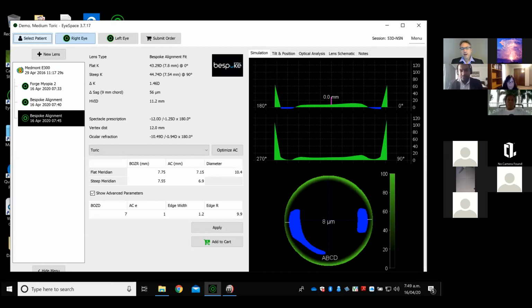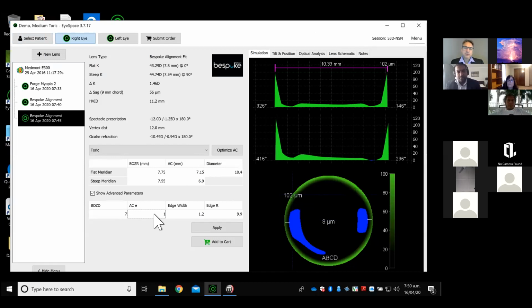So if we look at the design parameters, the flat meridian has a 7.75mm back optic zone radius. The alignment curve is 7.15mm, but that's linked to an eccentricity value as well. So if Jagrid can go to the bottom advanced parameters, you'll see the alignment curve eccentricity by default is 1. You can change that. Certain corneas might have too much of a U shape, or in other cases you might find that you don't have that U shape, it's too straight or it's pinching, and you can then increase the alignment curve eccentricity.